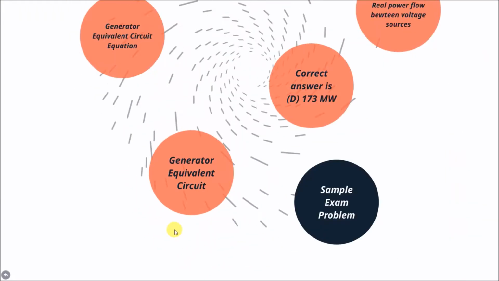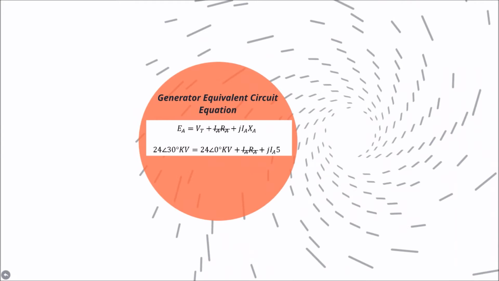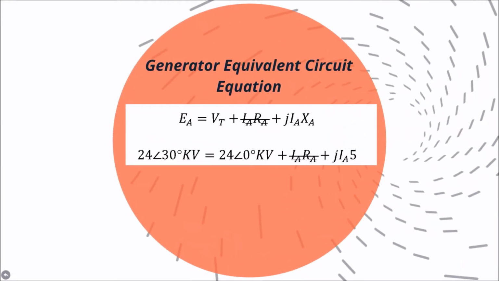The first step in solving this problem is to find the armature current through the following voltage equation. This equation states that the internal voltage of the generator, E sub A, is equal to the terminal voltage, V sub T, plus the inductive losses in the generator, which is j I sub A times X sub S. There are no resistive losses as given in the problem, so you plug in the values from the problem as shown.